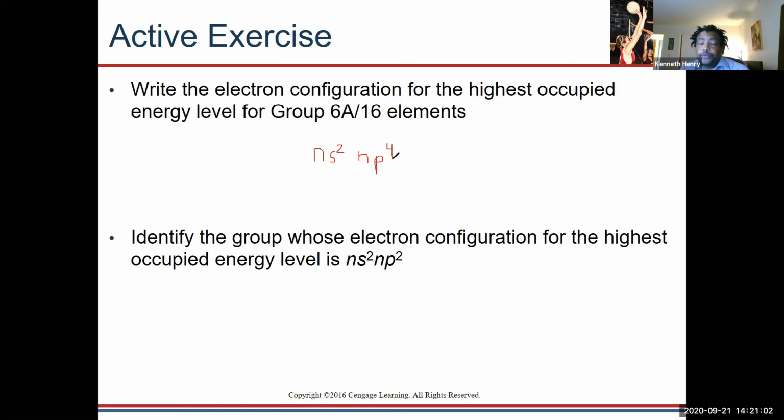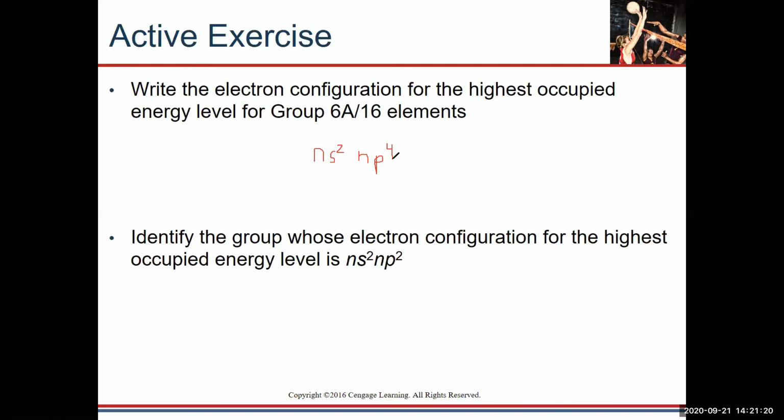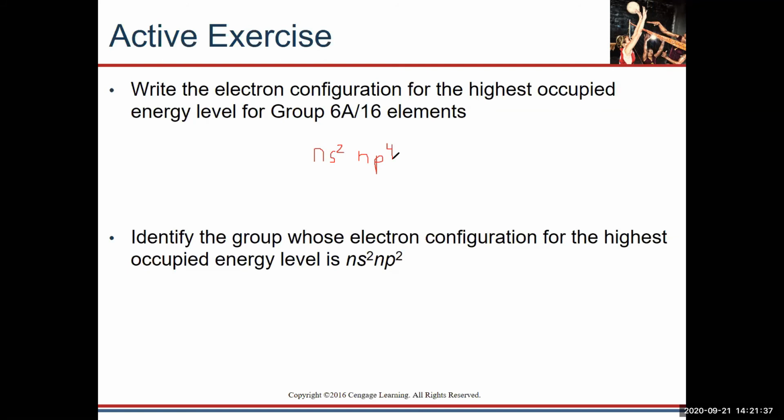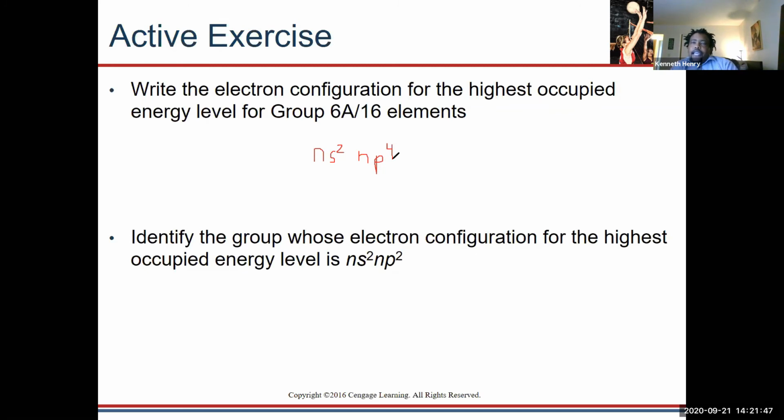Okay, so identify the group whose electron configuration for the highest occupied energy level is NS2, NP2. So what group would that be? Wait, I didn't hear what you said. Can you please repeat it? Identify the group whose electron configuration for the highest occupied energy level is NS2, NP2. Would it be, how do you say it, chalcogens? It should be. Look at it, if we have 2 electrons in the S and 2 electrons in the P, what group would that be?